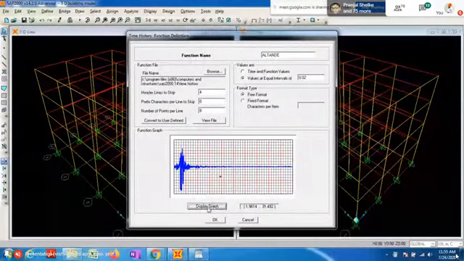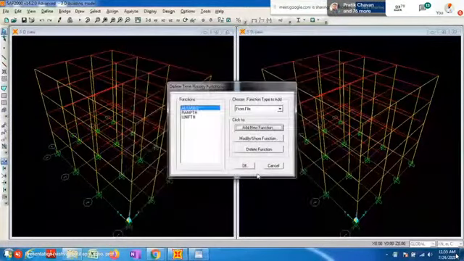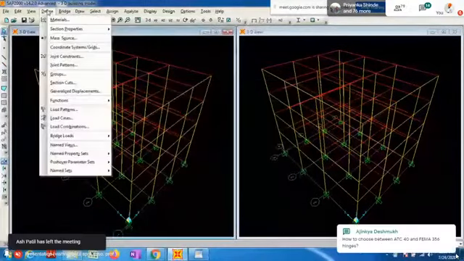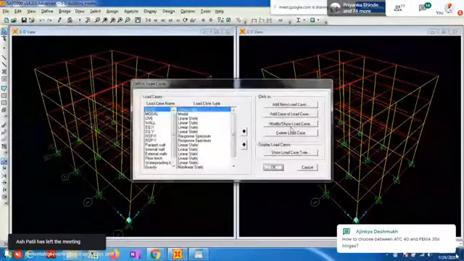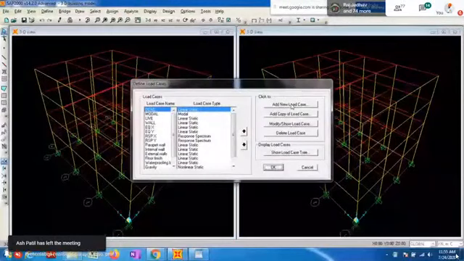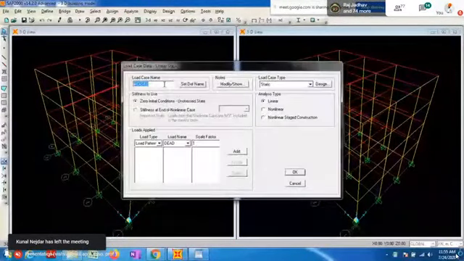This is the ground motion. Now we define this function. Then define the load case. Here the time history should be there. We'll apply it only in the X direction because of the time constraint. So we'll apply the time history in the X direction.